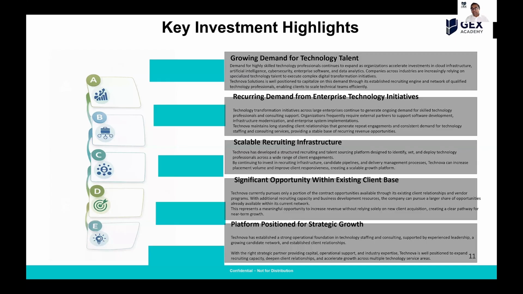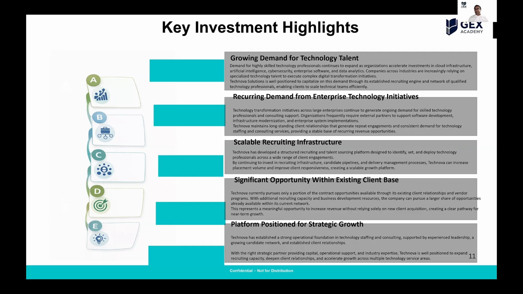So that's super key. And the fifth and final investment highlight here is the company's position as a platform for strategic growth. So management again believes that the business has already established many of the foundational elements necessary for future expansion. That includes client relationships, recruiting capabilities, operational infrastructure, and industry expertise. So the basic thesis here is that with additional resources, capital, and strategic support, the business could accelerate growth and expand into a broader set of opportunities across the technology services landscape.